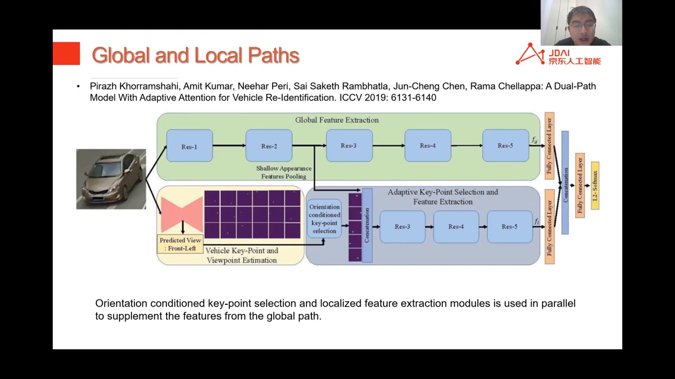The second path is responsible for detecting vehicle key points and predicting its orientation. After this, localized features are extracted based on the adaptive key point selection. Subsequently, the two feature vectors are fused with the ACM Multimedia perception.